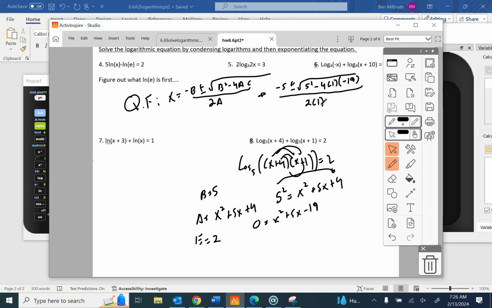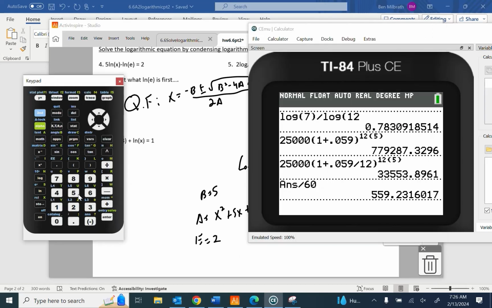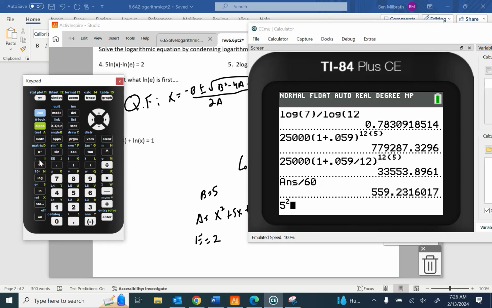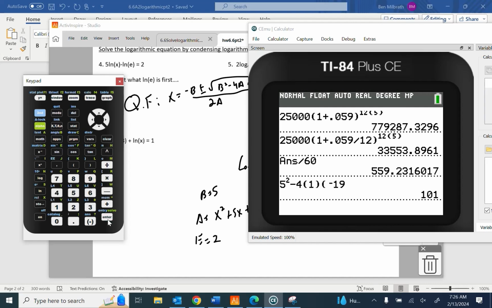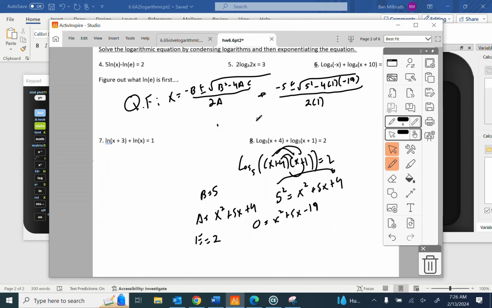And as tired as I am, I'm not going to do that in my head. I have 5 squared minus 4 times 1 times negative 19. So inside my radical is the root of 101, which does not simplify. So I get x equals negative 5 plus or minus the root of 101, both pieces over 2.